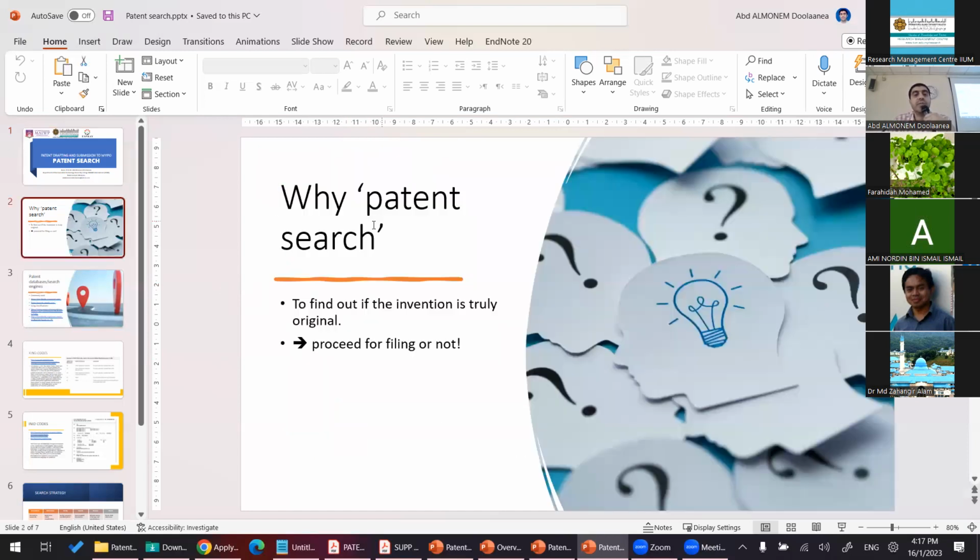So why do we do patent search? To find out the invention is truly original, so we can decide to proceed for filing or not. So this is the purpose of patent search. Basically, it is to know the patentability of our invention.